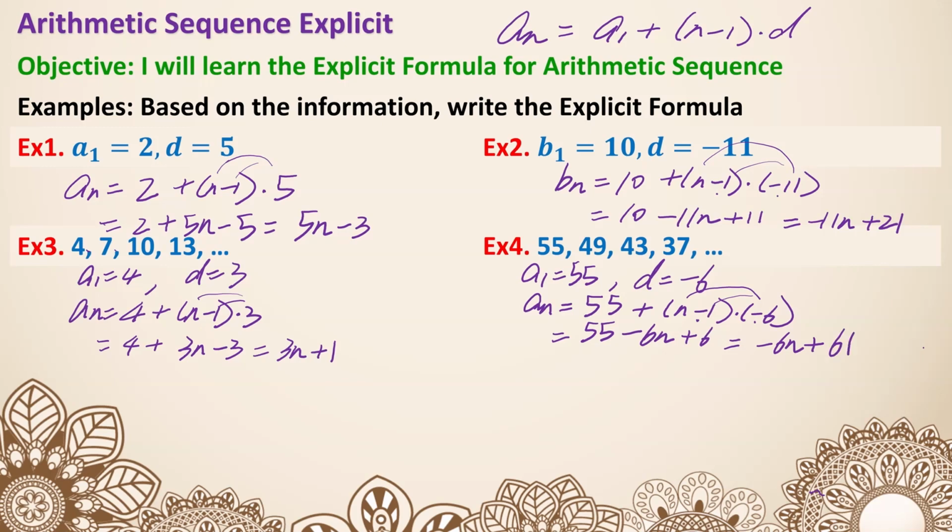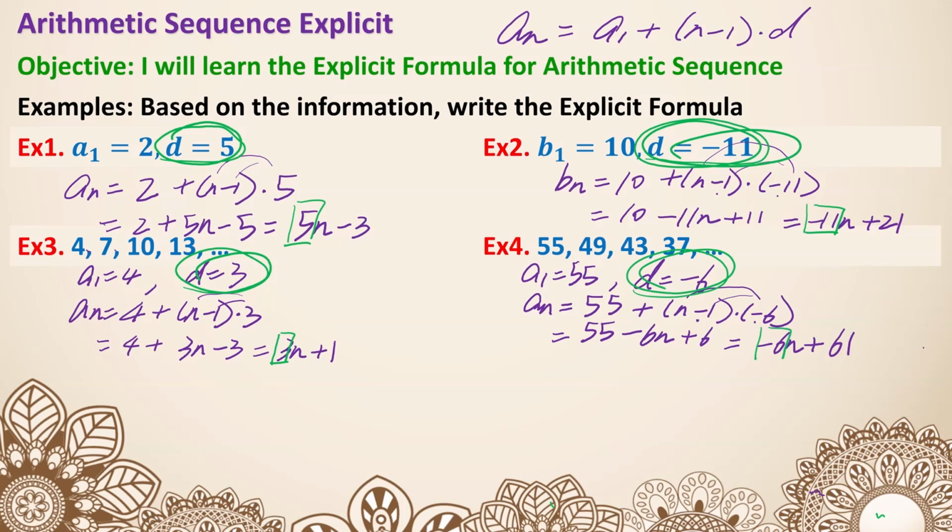Let me point out a few things about these formulas. You may have noticed in the first example, d is 5, and where do we see d in the formula? It's right before the n. In the second one, d is negative 11, right before the n. In the third one, d is 3, right before the n. In the fourth one, d is negative 6, right before the n.